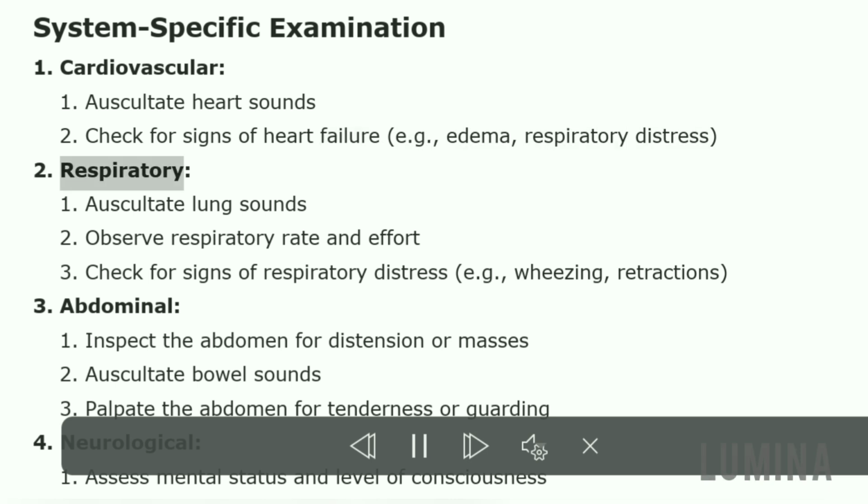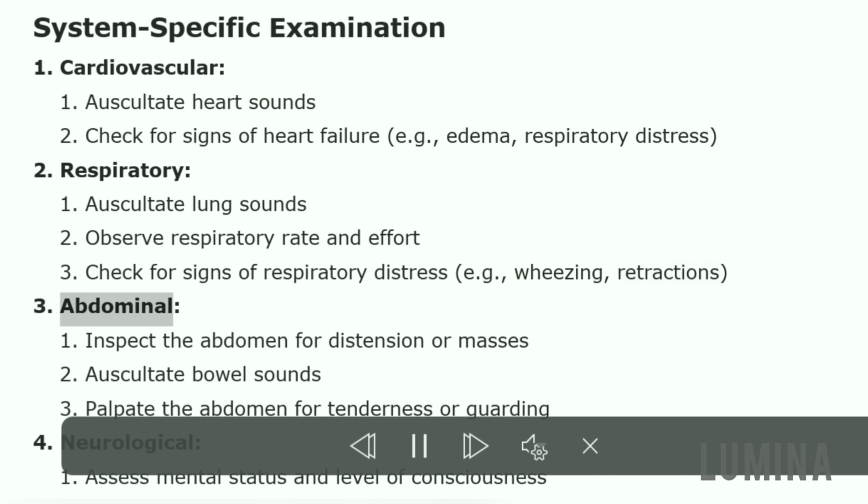2. Respiratory. 1. Auscultate lung sounds. 2. Observe respiratory rate and effort. 3. Check for signs of respiratory distress, e.g., wheezing, retractions.